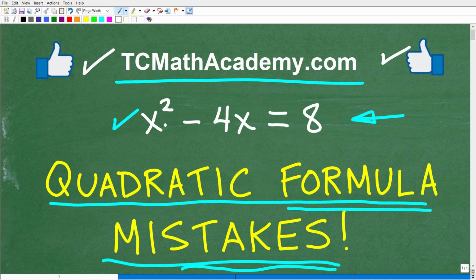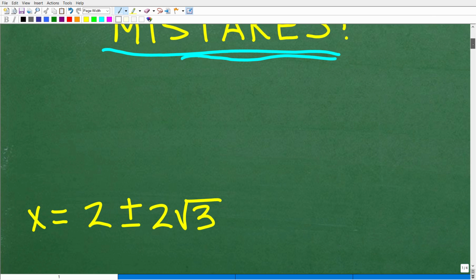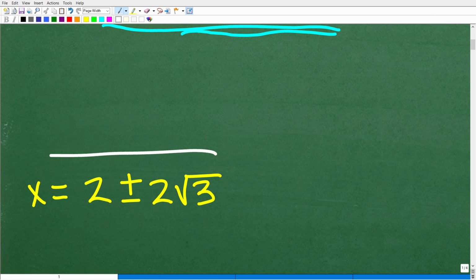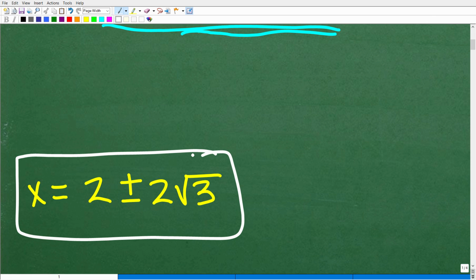Okay, so we have x squared minus 4x is equal to 8. Now let's suppose this was an exam question or a quiz question. What is the correct answer? Well, this would be the full correct solution. All right, so x is going to be equal to 2 plus or minus 2 square root of 3. Now, if you didn't have this as your answer, it's possible that you were on the right track, but you didn't finish simplifying your work. So that is one of the mistakes I'll be talking about.